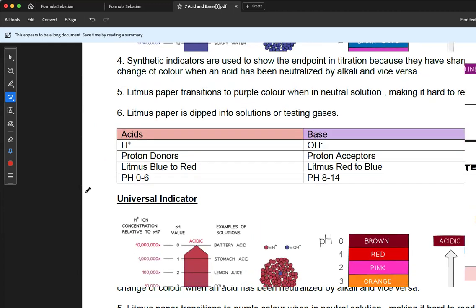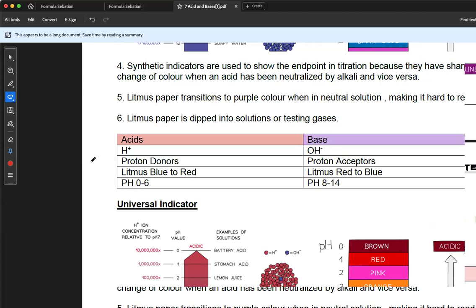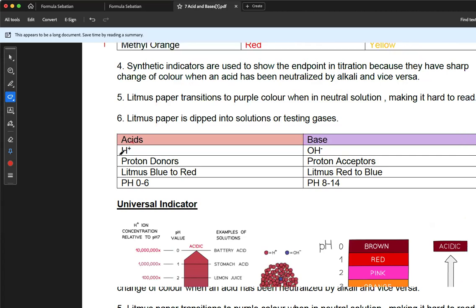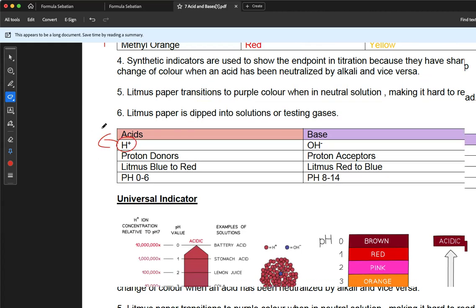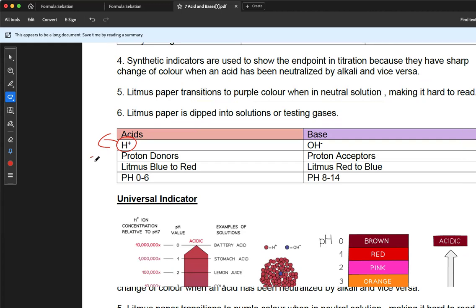Oh, this part is extremely important. Look at this one here. Guys, because acid is considered H plus, which is essentially just a proton, that's why acids are considered to be proton donors. Sometimes in your exam, they'll ask you to define what an acid is, or what a base is. If they ask you to define an acid, it's very straightforward: acids are proton donors, whereas bases are proton acceptors.